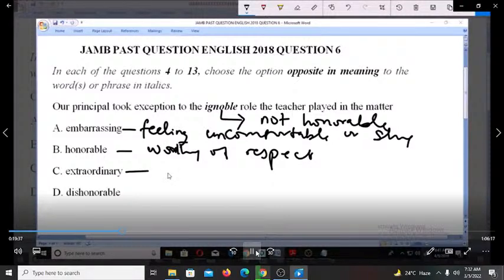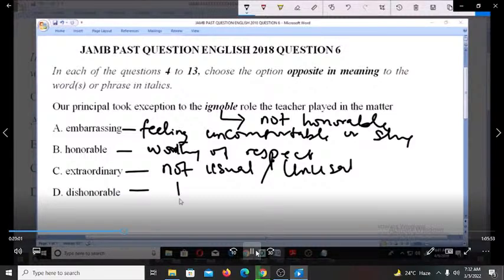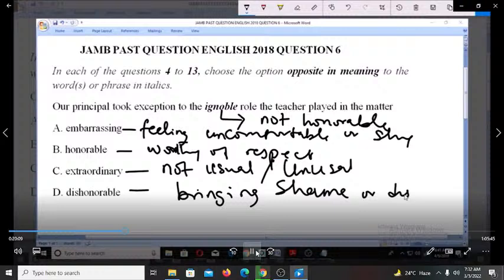Then extraordinary, what does it mean? When you say that something is extraordinary, it simply means that that thing is not usual, or something that is unusual. Dishonorable is something that is bringing shame or disgrace to someone or something. So you can see the meaning of all these words. So you can easily pick out the one that is opposite to not honorable.